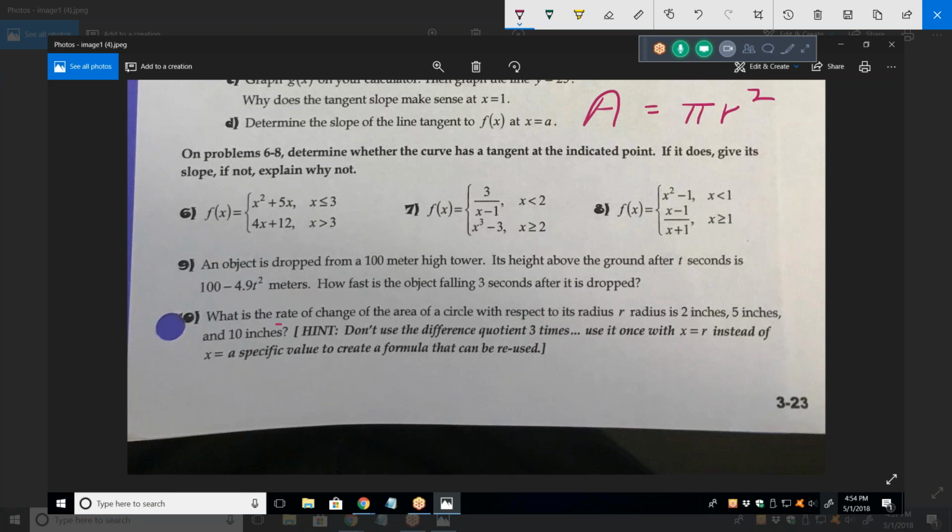Well, when they say the rate of change of the area, they mean A prime as a function of r. What is it? So using the power rule. Uh-huh. So 2 times pi times r. Notice that is also the circumference. And that's not accidental. So now, what's the rate of change of the area when the radius is 2 inches? That means A prime of 2 equals what?